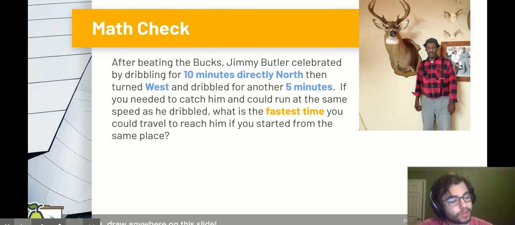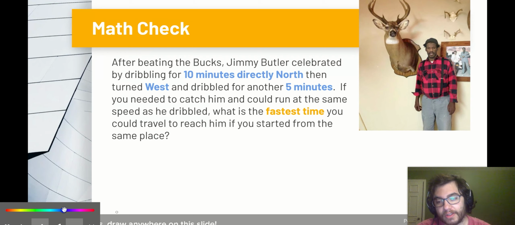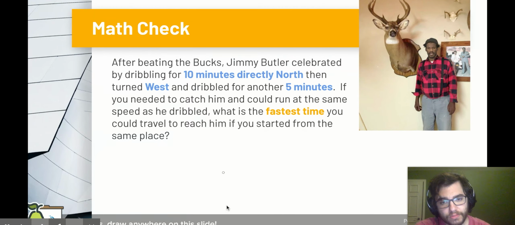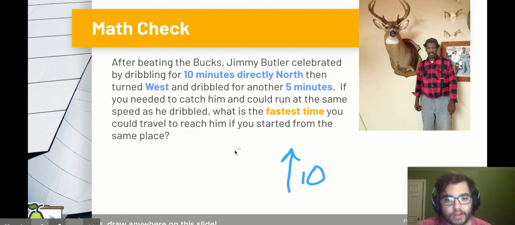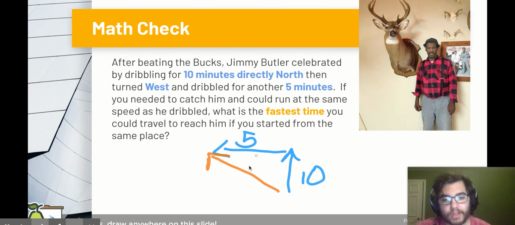Okay, so we know this is kind of similar to other problems that we've already done, but this time with time involved. You can replace them as long as it says something like traveling at the same speed. So Jimmy Butler went north 10 minutes, and then went west for another 5. So we need to calculate c.